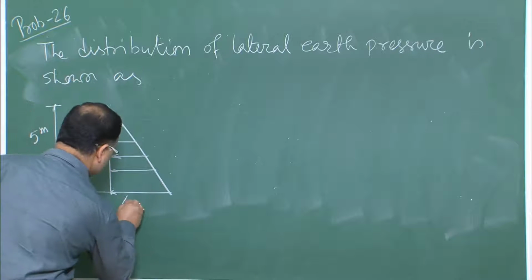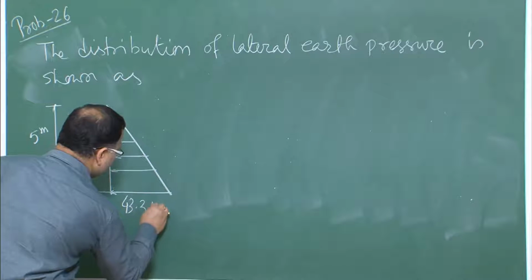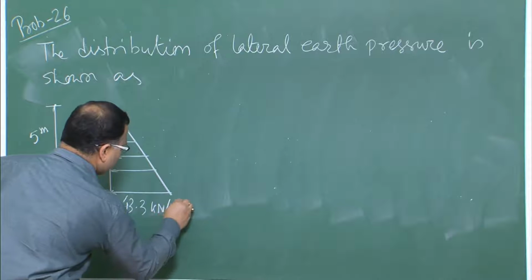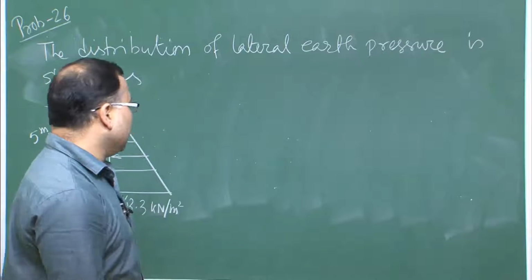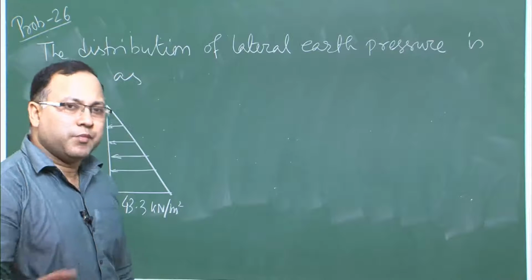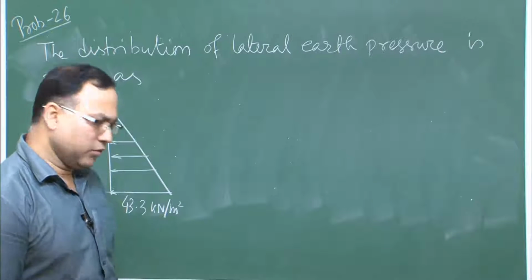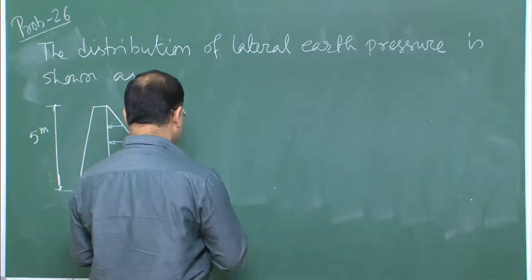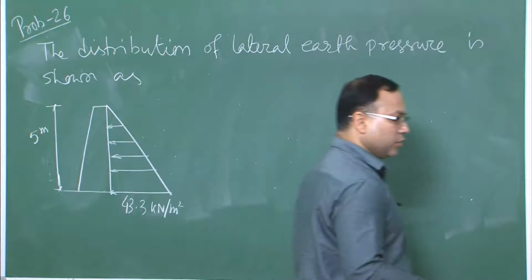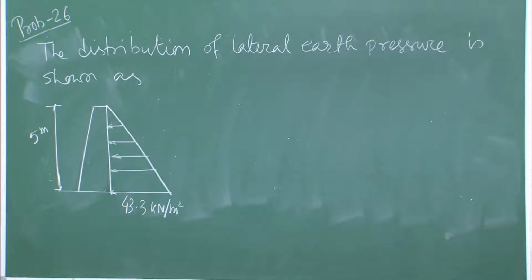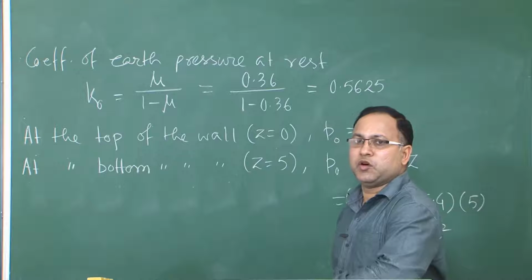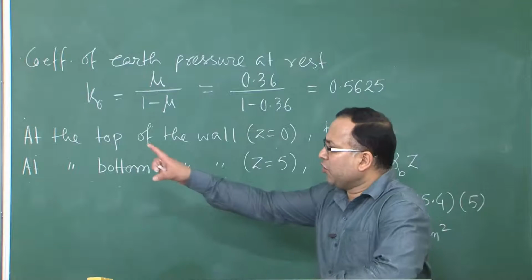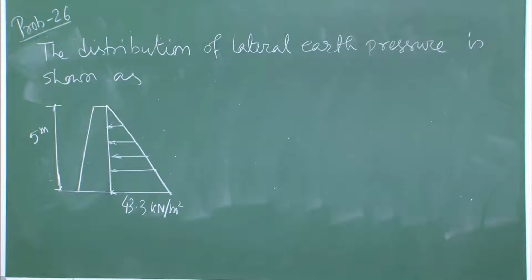So, that is 43.3 kilonewton per meter square at the base. Okay, 43.3 kilonewton per meter square per meter run of the wall. So, therefore, the first part is over. The first part, you have to find out the distribution of lateral earth pressure on the retaining wall. So, that already we have got. Now, the second part.